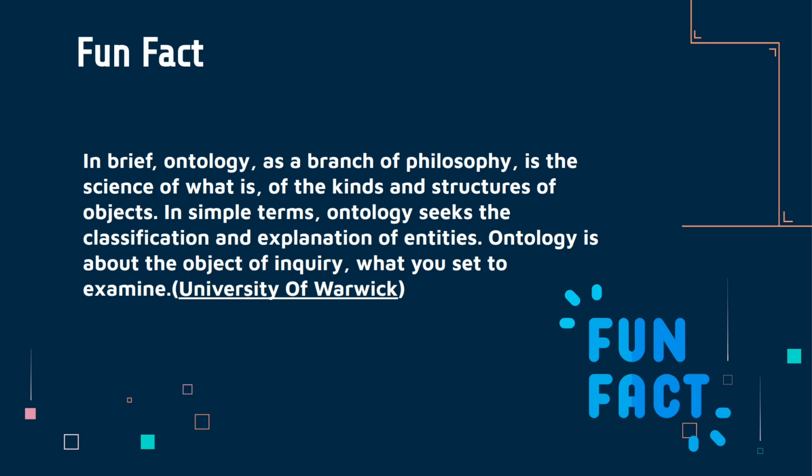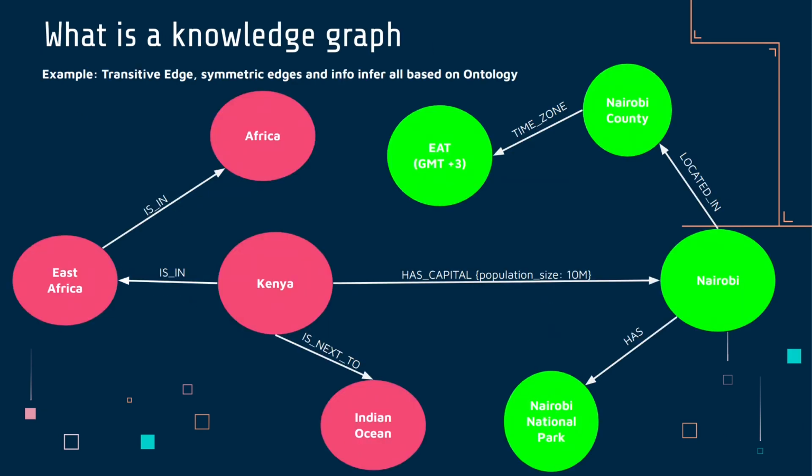Okay, and I got this differentiation from Warwick University, I hope that's the right pronunciation. They give a really good explanation of ontology. So this is what we're doing right here. If I go back here, it's an ontology explaining Kenya and its capital city and its location, any time zone and other stuff like that.